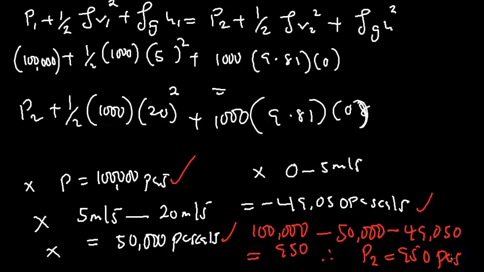So this is it for this problem, but I need you to understand that the pressure decreases as the water flows faster. This happened due to the increase in velocity. Also, the pressure decreases as the water goes up due to the increase in height. So this is it for this problem.